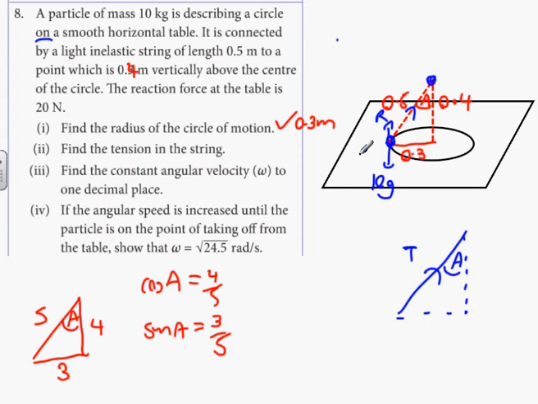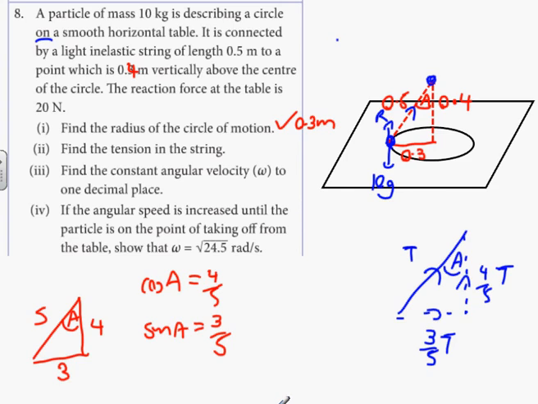So what we have here is T sin A, T cos A. Are we happy with that? T sin A, T cos A? Okie dokie. So, T cos A being 4 over 5 T, T sin A being 3 over 5 T. We're going to find the tension in the string.